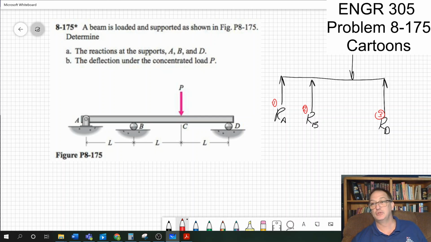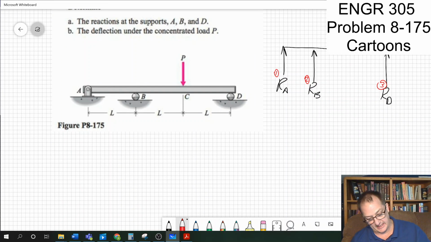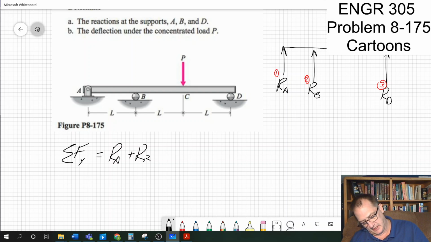I only have two equilibrium equations. I don't have any forces in the x direction. So I get two equations. Going with black, the sum of the forces in the y direction equals RA plus RB plus RD minus P is equal to 0.